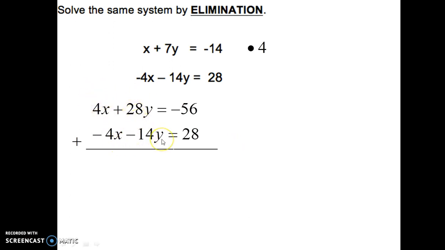When you add those two, you get 14y. And when you add those two, you get negative 28. Divide by 14, and you get y equals negative 2. So elimination gave us the same y value.